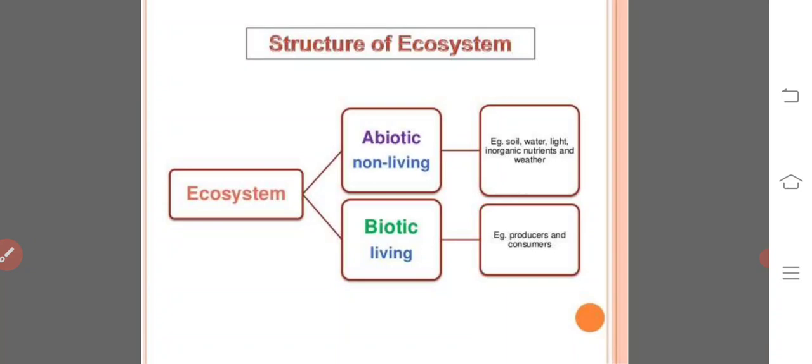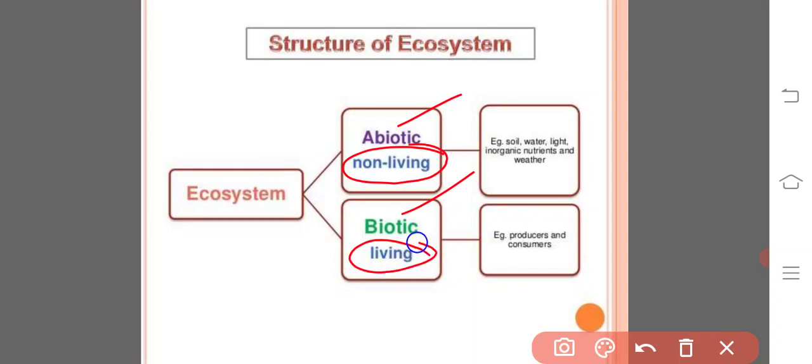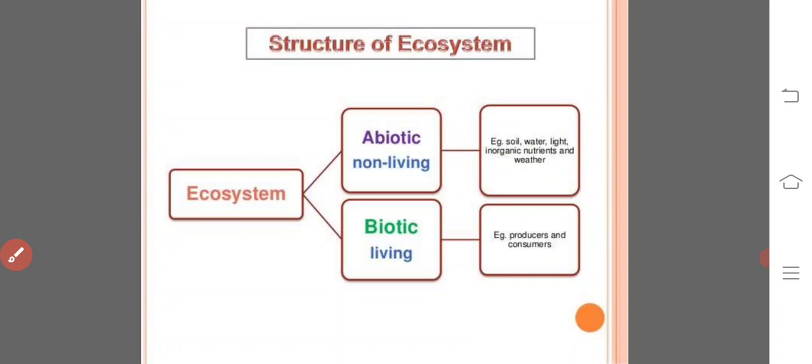Now, here the entire ecosystem comprises two things: abiotic components and biotic components. Abiotic means non-living and biotic means living. Abiotic includes soil, water, light, inorganic nutrients and the weather. Whereas biotic includes producers, consumers and the detritivores.